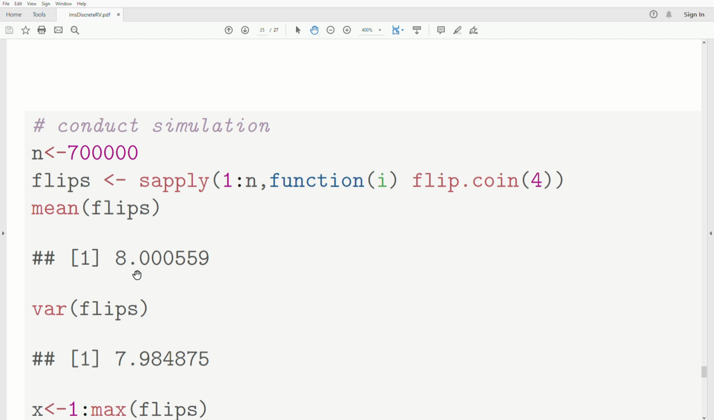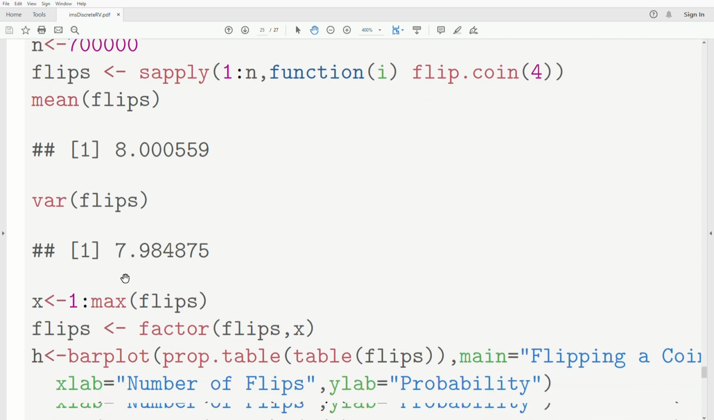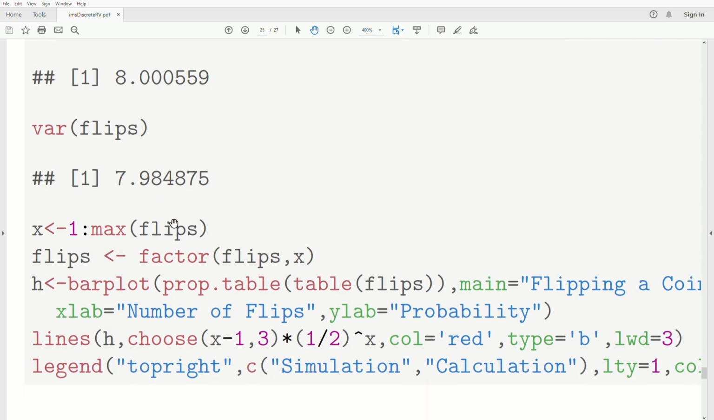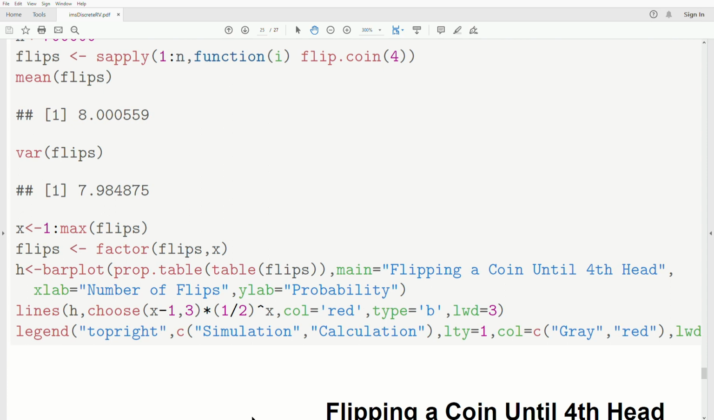So the mean number of flips is 8. And if you were to go back and plug in the numbers to the mean that we derived, that's exactly what it is. Variance of flips is 7.98. I think it should be 8 exactly, theoretically. But now that we have a vector of the number of flips it takes to get 4 heads, let's look at the distribution of those.